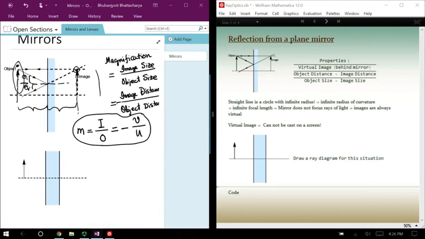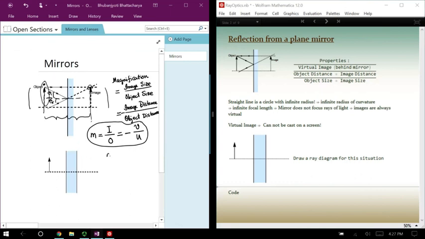In the case of a plane mirror, it turns out that this m is equal to 1. Okay, and how do we see that? Well, image size and object size are exactly the same, equal to each other, so I over O must be equal to 1. And V over U is, in the case of a plane mirror, -1, because V is equal to negative U. So if you look at it, this is the object distance, and that is the image distance.